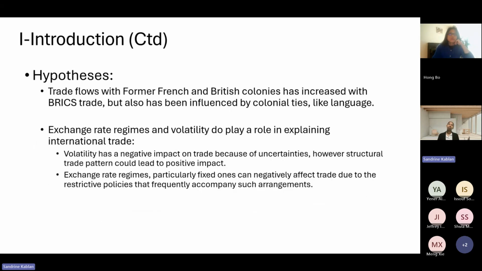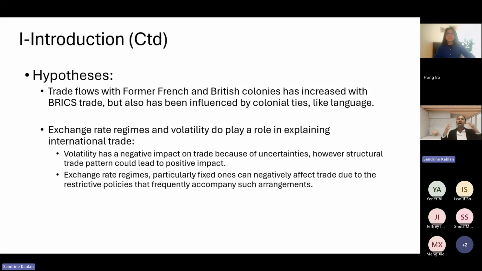So for this research question, we set the following hypothesis. We think that trade flows with former French and British colonies have increased with BRICS trade, but have also been influenced by colonial ties like language.